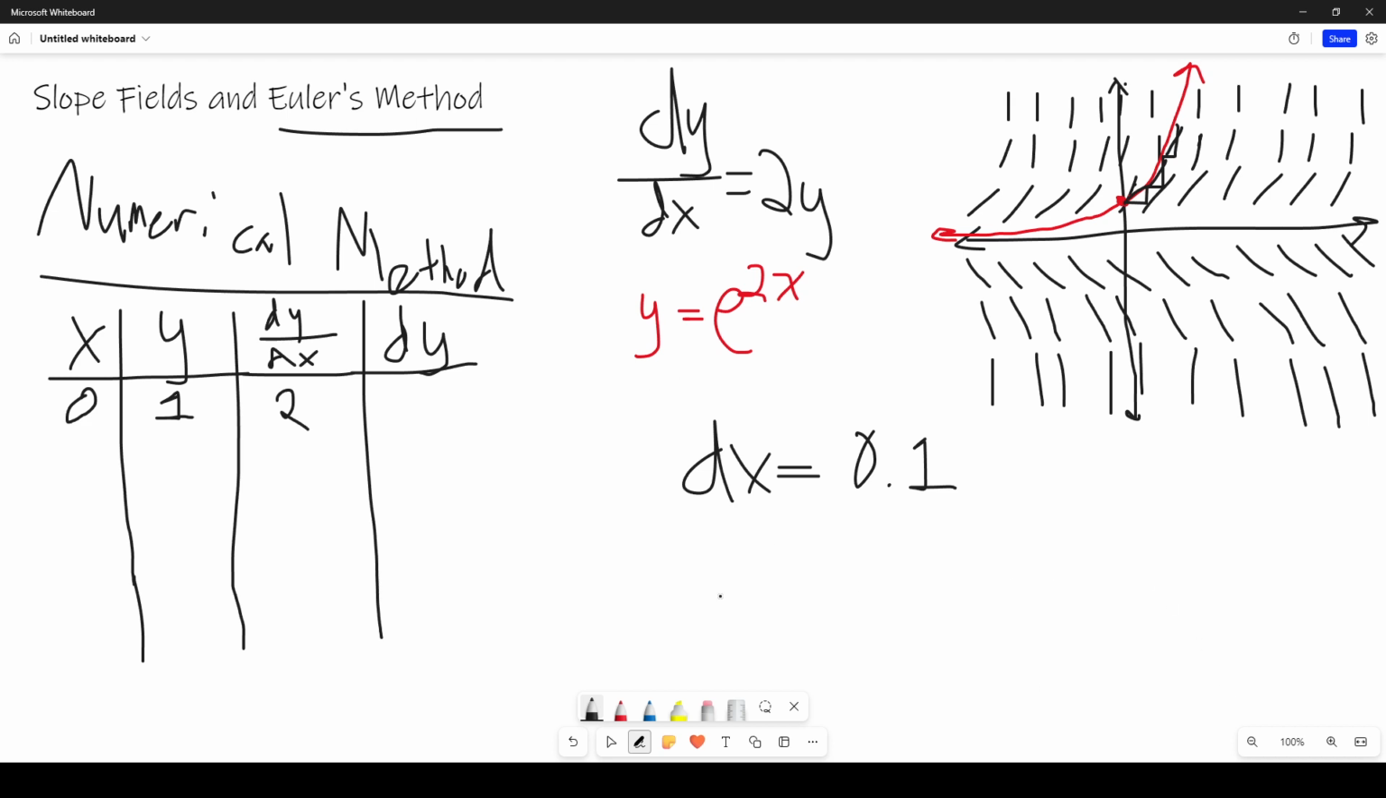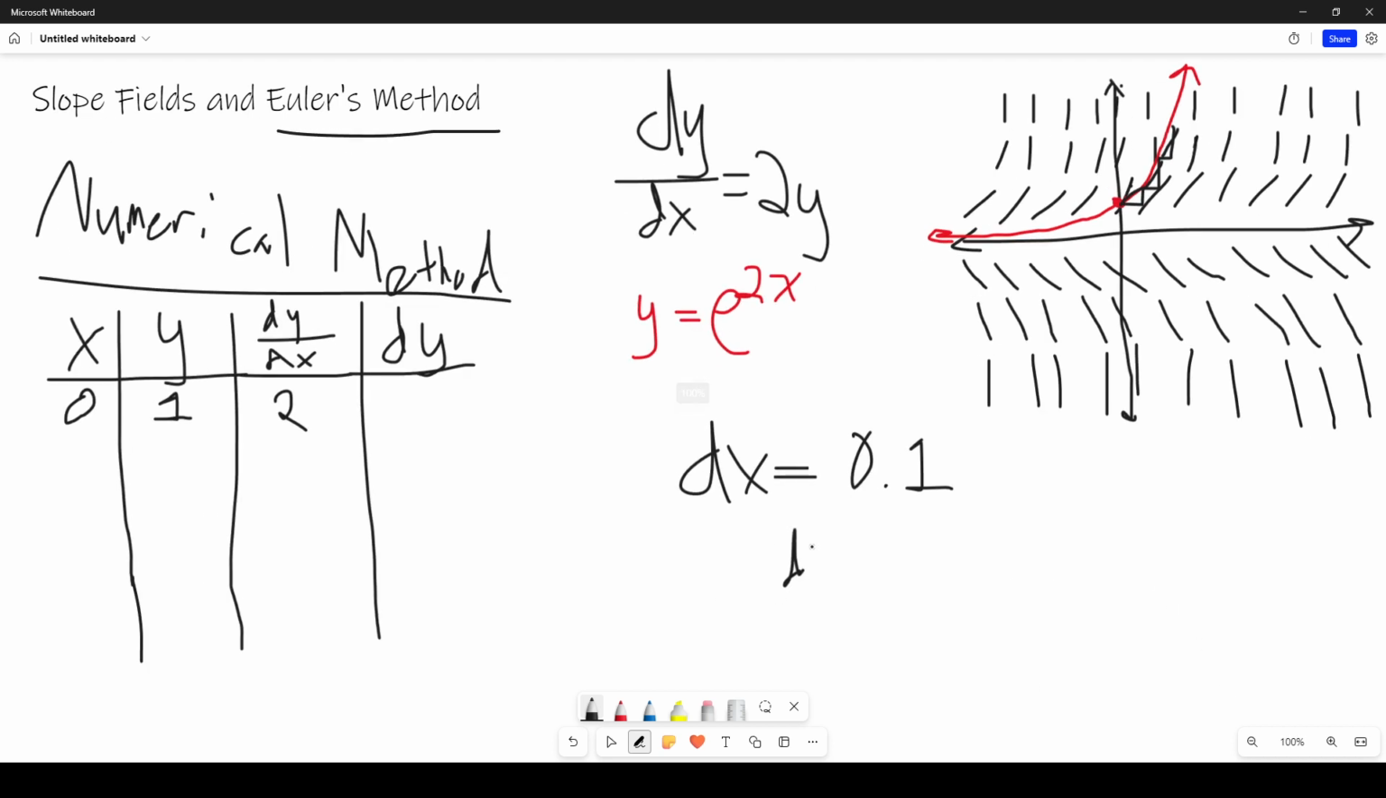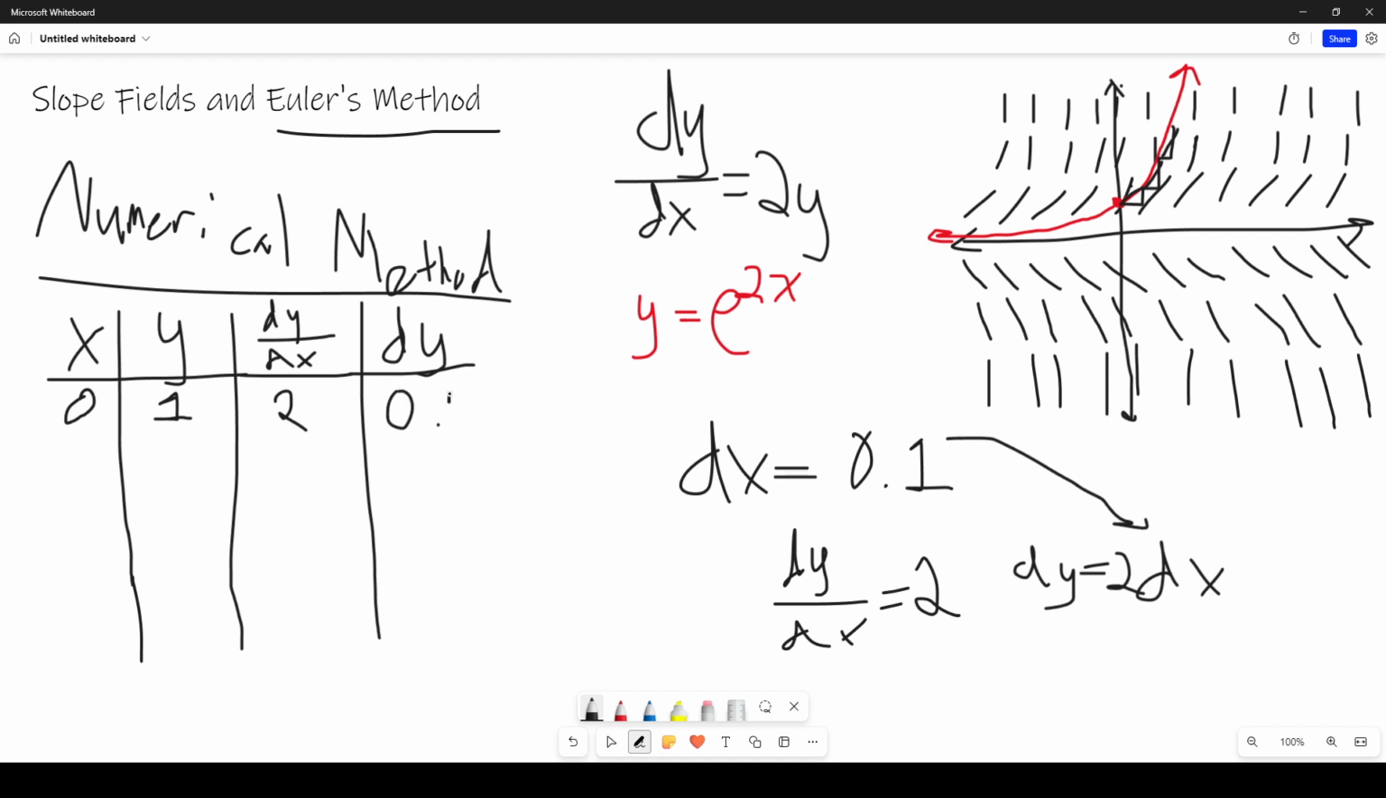For dy, let's think about our equation here. dy/dx equals 2. Well then, multiplying over by dx, we get dy equals 2 dx. Luckily, our dx is set to be 0.1, so we just get 0.2 over here. There you go. What this means is, now we increase x by delta x, and we increase y by delta y.